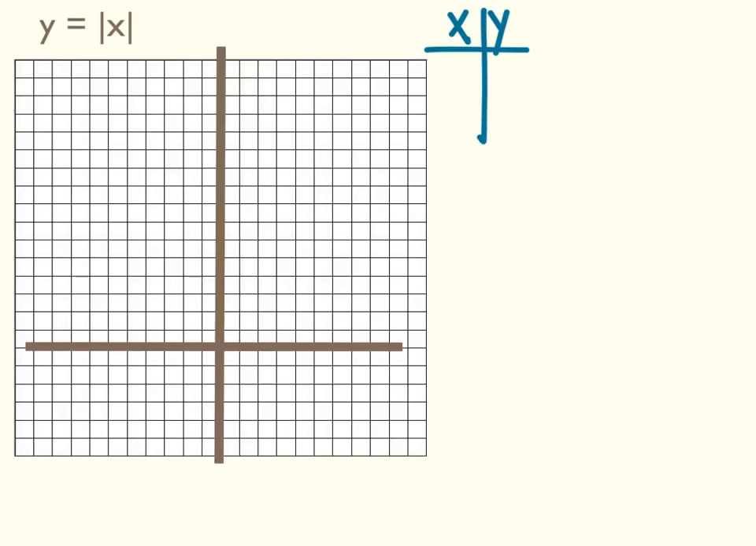Okay, so I'll start with 0. The absolute value of 0 is 0. The absolute value of 1 is 1. The absolute value of 2 is 2. So on the right, we have a line with a slope of 1. But then the absolute value of negative 1 is 1 there, and negative 2 gives us 2 there, and so on. We get a line on this side with a slope of negative 1.